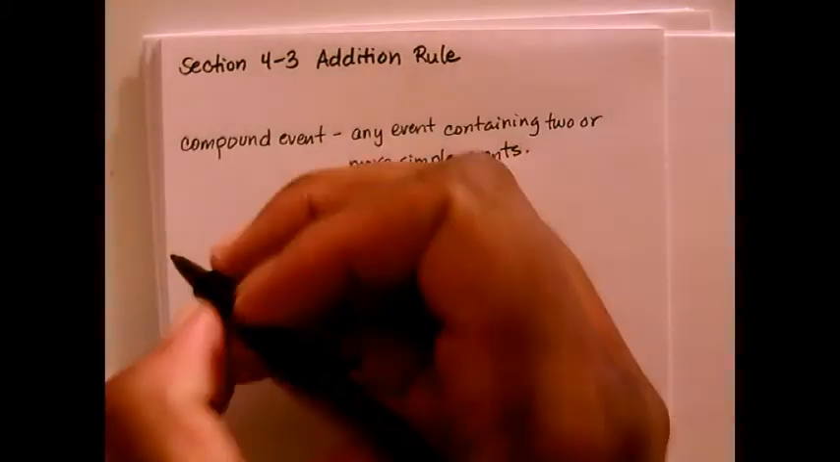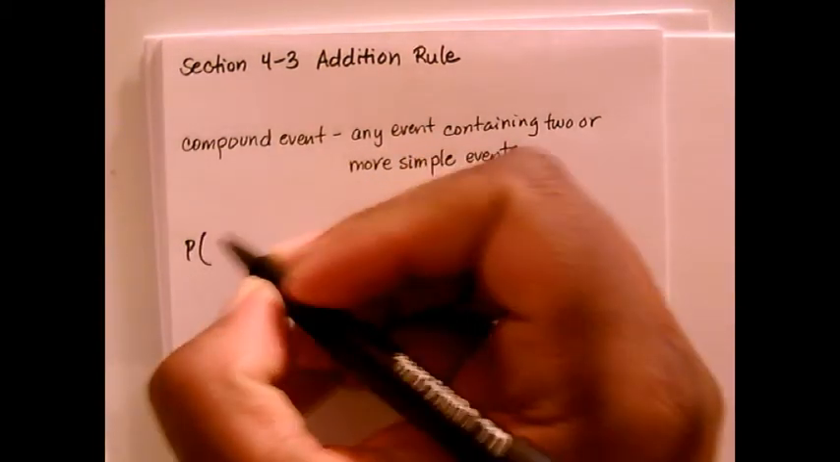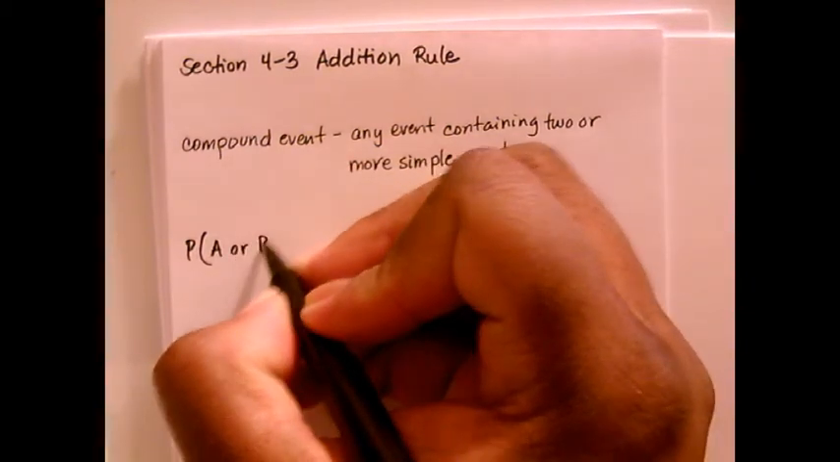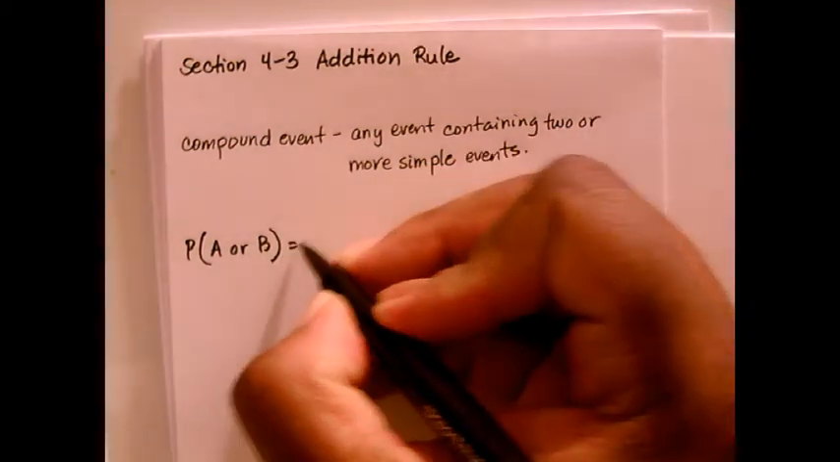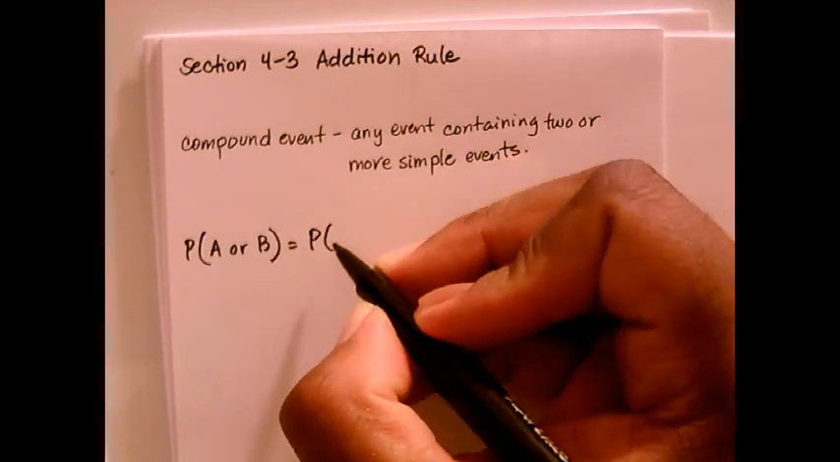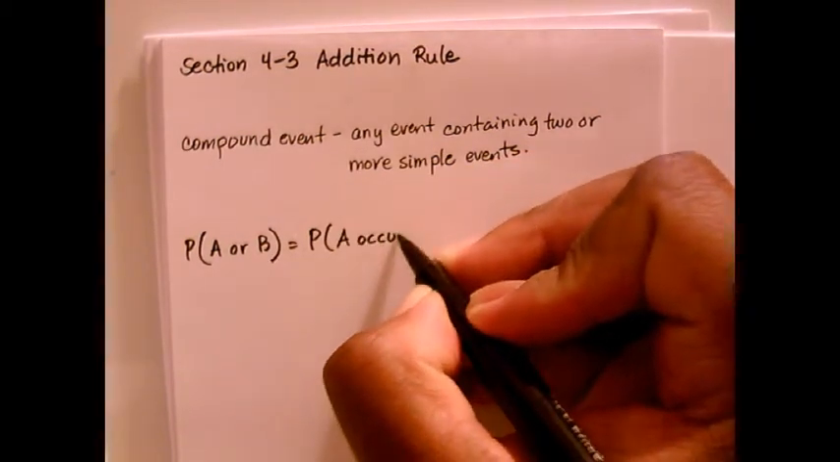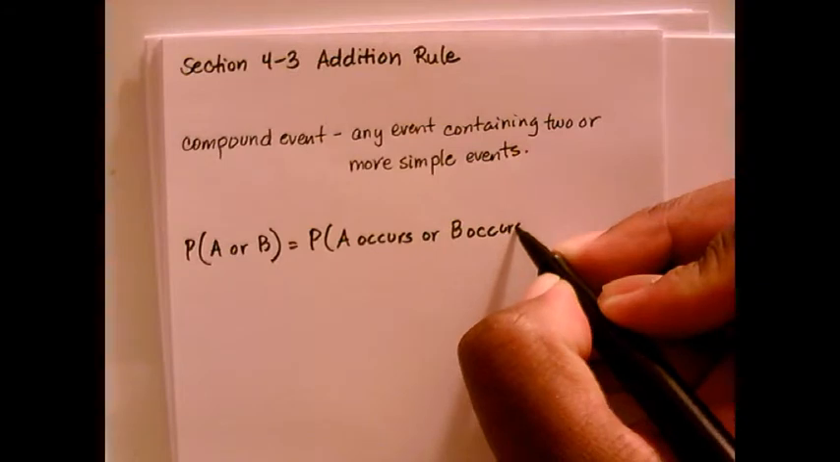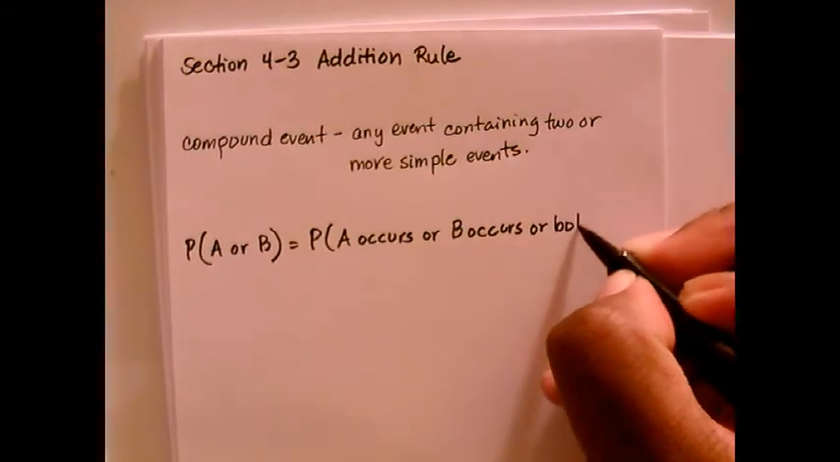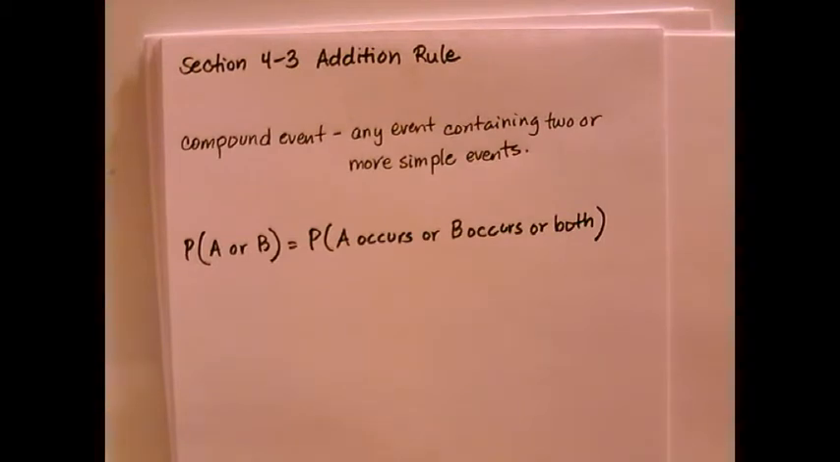Okay, any event that contains two or more simple events is considered to be a compound event. Now for the addition rule, its notation is going to be this: the probability of event A or the probability of event B. What this means is you have the probability that A occurs or event B occurs, or both A and B occur. In this case we're using what they call the inclusive OR, and the inclusive OR means: A or B or both.